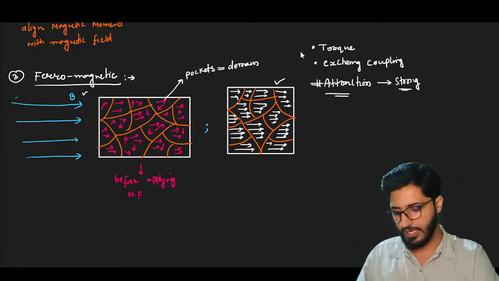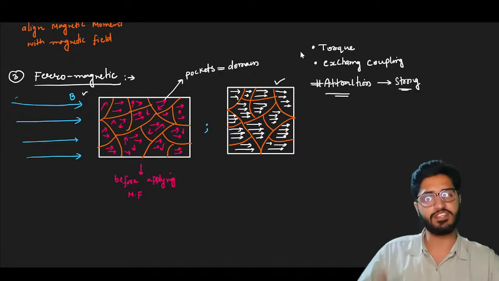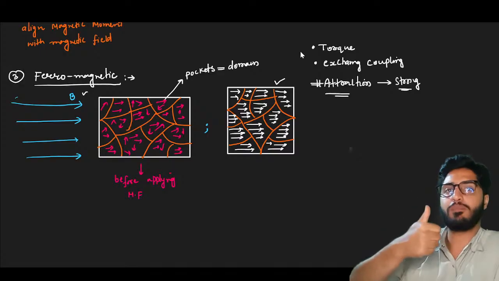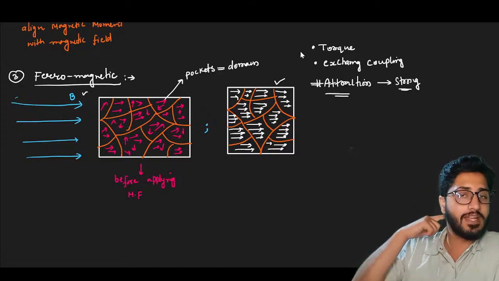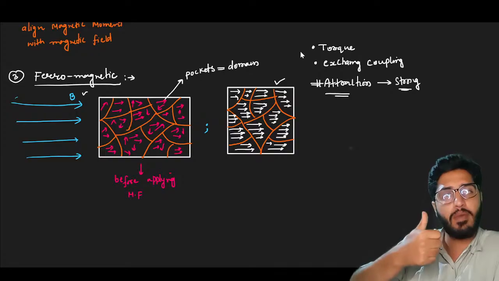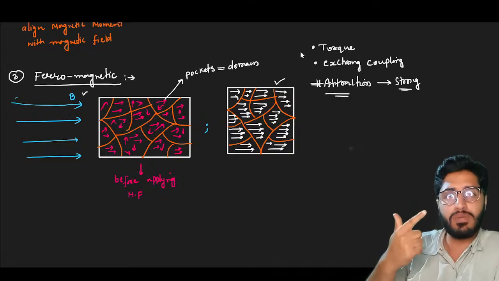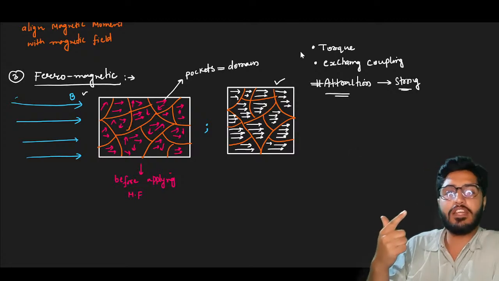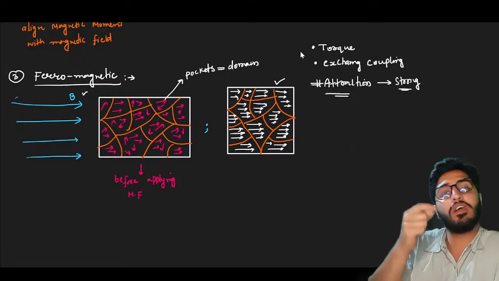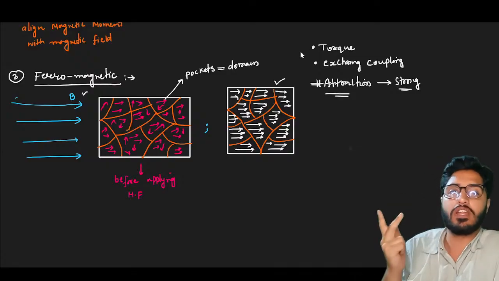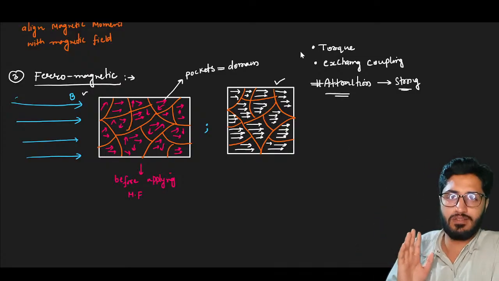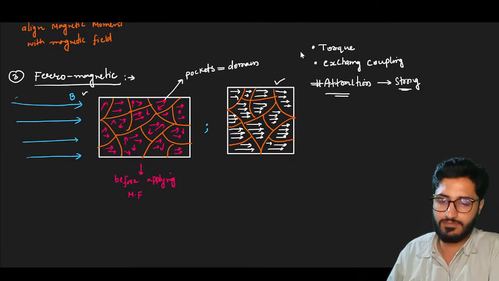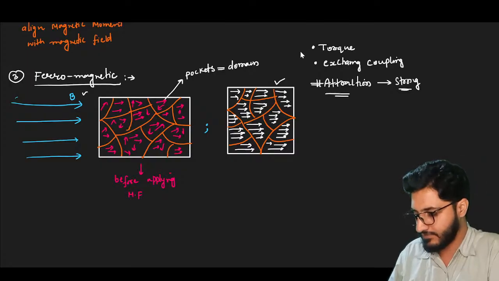Now, let us wrap up these three things: dia, para, ferro. When we place a diamagnetic in an external magnetic field, it will oppose the external magnetic field. Second, when we place a paramagnetic inside the magnetic field, it will attract, but that will be a weak attraction. Third, if we place a ferromagnetic, it will strongly attract it.